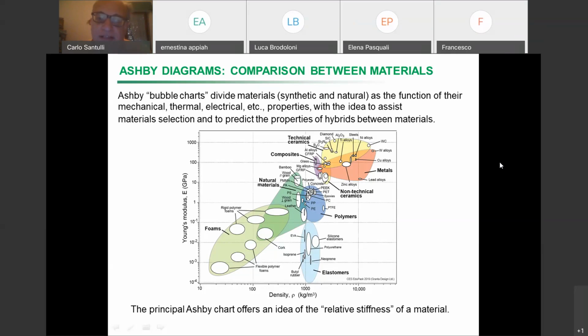Then you have the composites. Of course, you have glass fiber composite and carbon fiber composite, CFRP, metals, and ceramics, which can be non-technical or technical. Non-technical ceramics are the common ceramics, even concrete is non-technical. Non-technical means that we didn't apply any technology to reduce porosity.